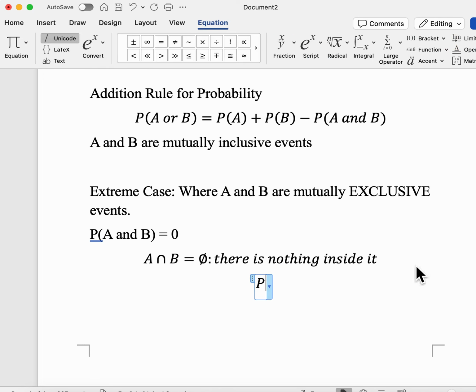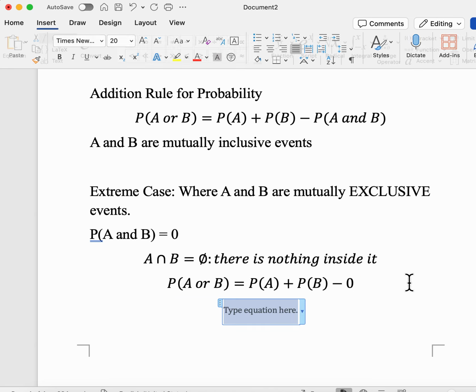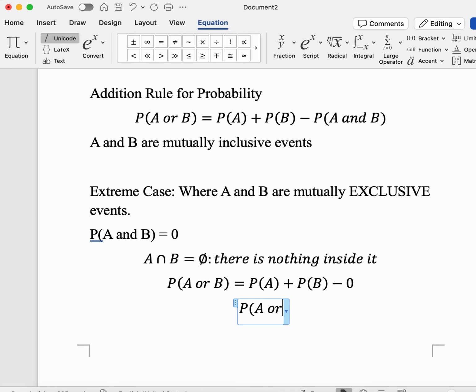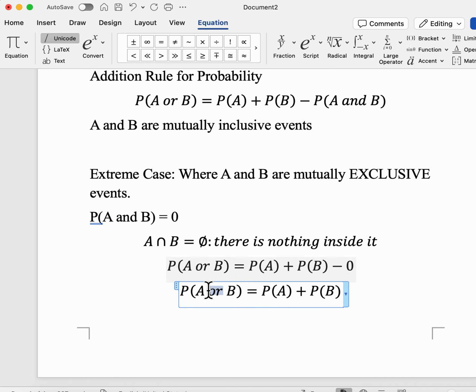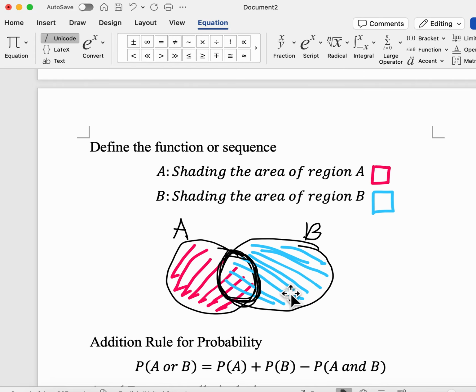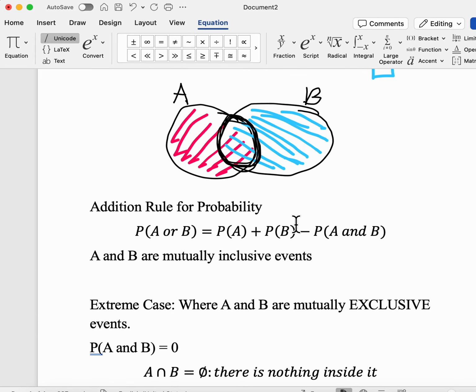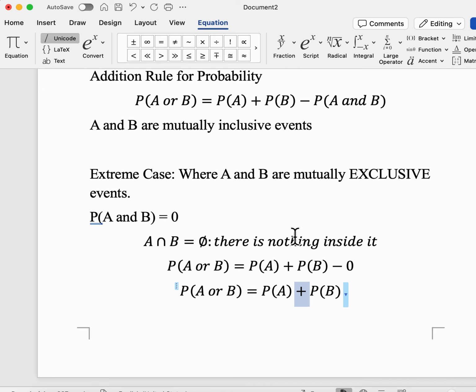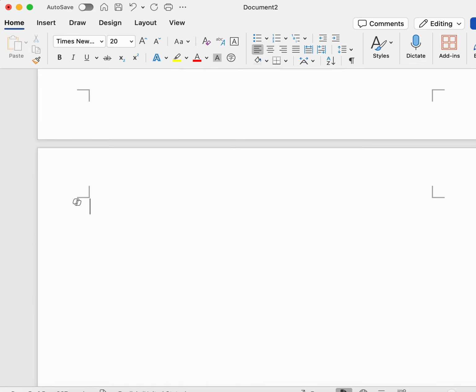So when that happens, very nicely, P of A or B becomes P of A plus P of B minus 0. And so the probability of A or B for exclusive events is just adding up the probabilities together. So that's where I said that OR in logic is analogous to addition in arithmetic, as shown above here. Okay, so this is the special extreme case of mutually exclusive events. We're almost done. Now, we're going to look at conditional probability.